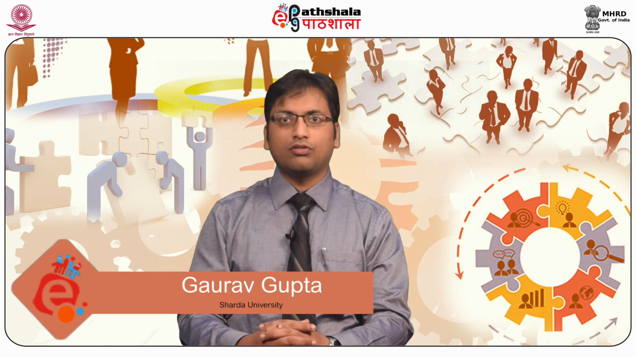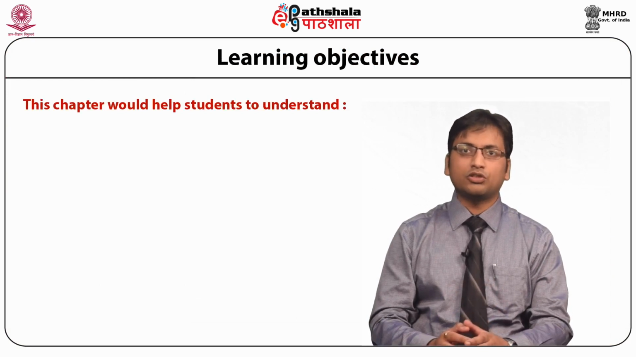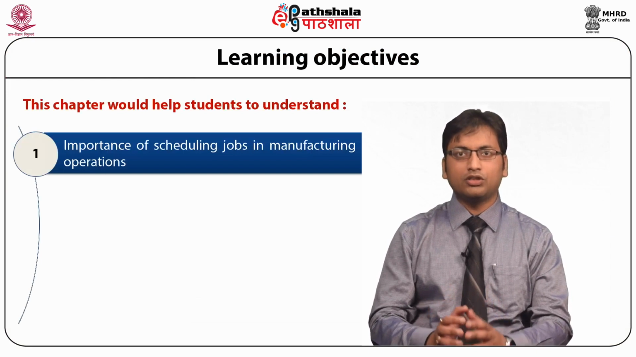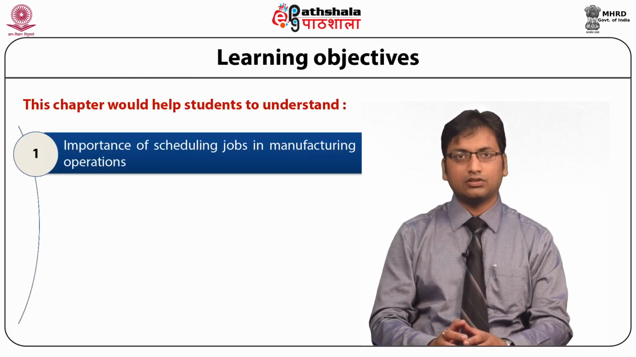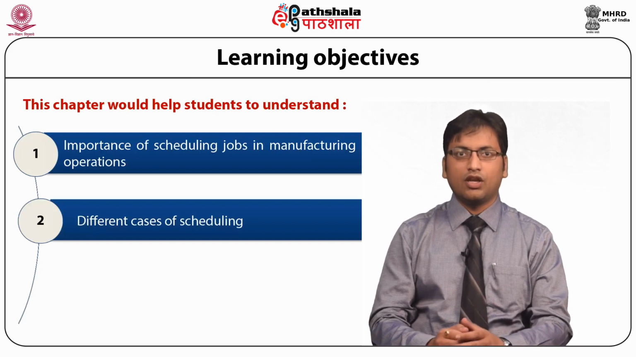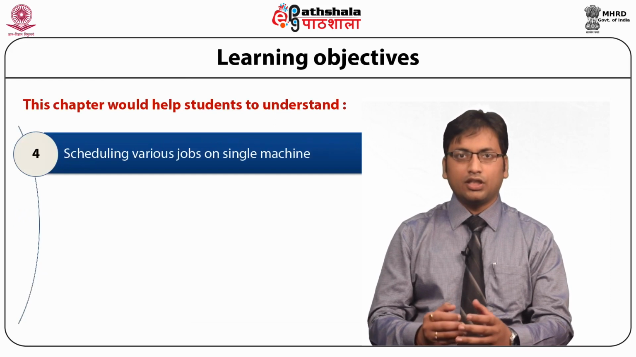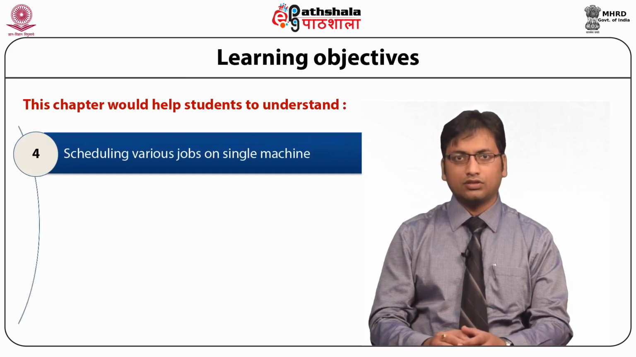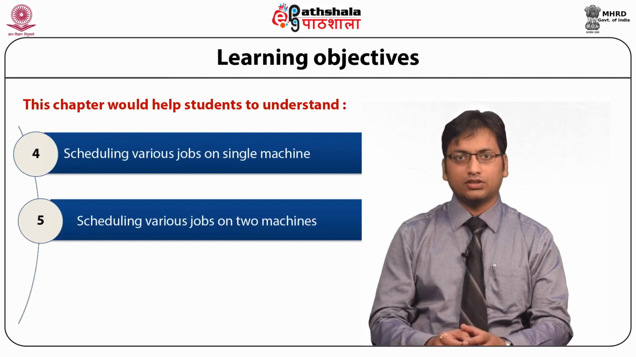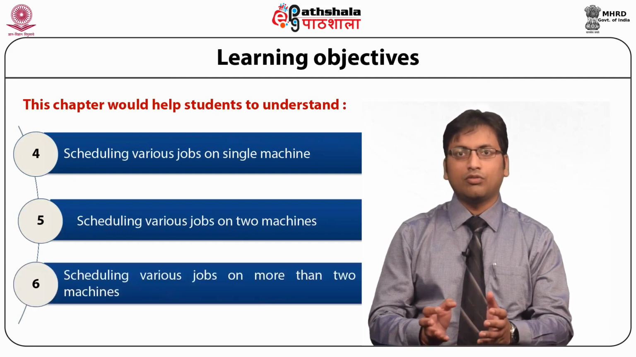Today we are going to talk on module scheduling, importance and methods in manufacturing from paper operations management. This chapter would help students to understand the importance of scheduling jobs in manufacturing operations, different cases of scheduling, priority criteria of scheduling, scheduling various jobs on a single machine, scheduling various jobs on two machines, and scheduling various jobs on more than two machines. Scheduling refers to assigning a sequence of jobs to various machines involved in the manufacturing process.